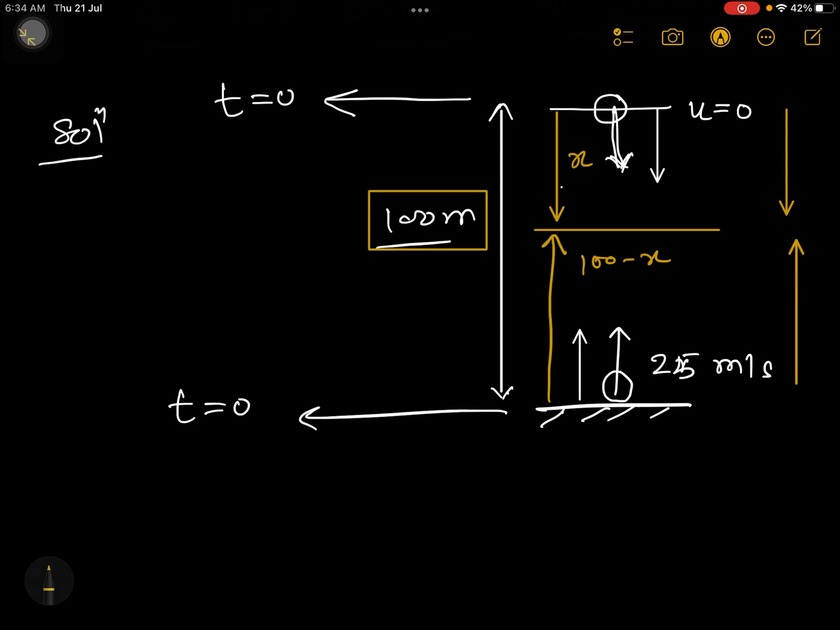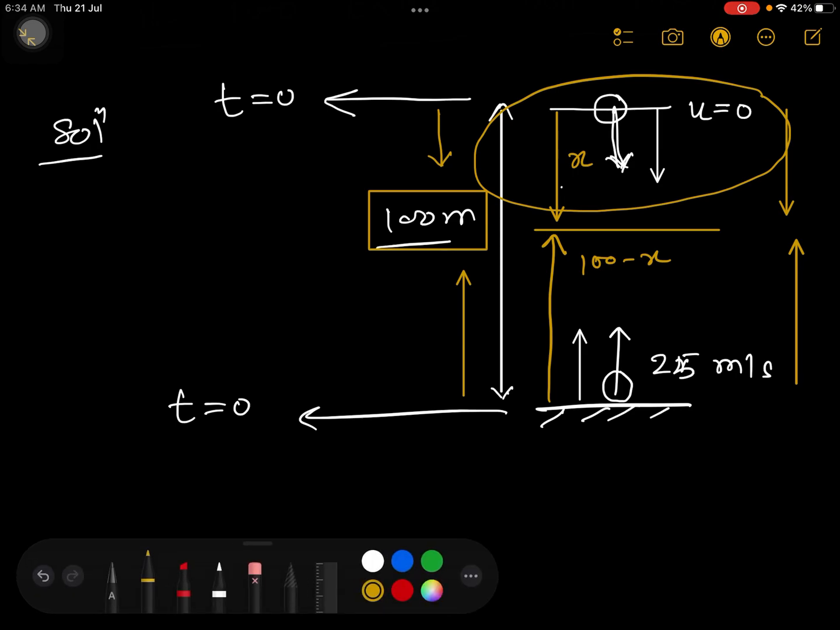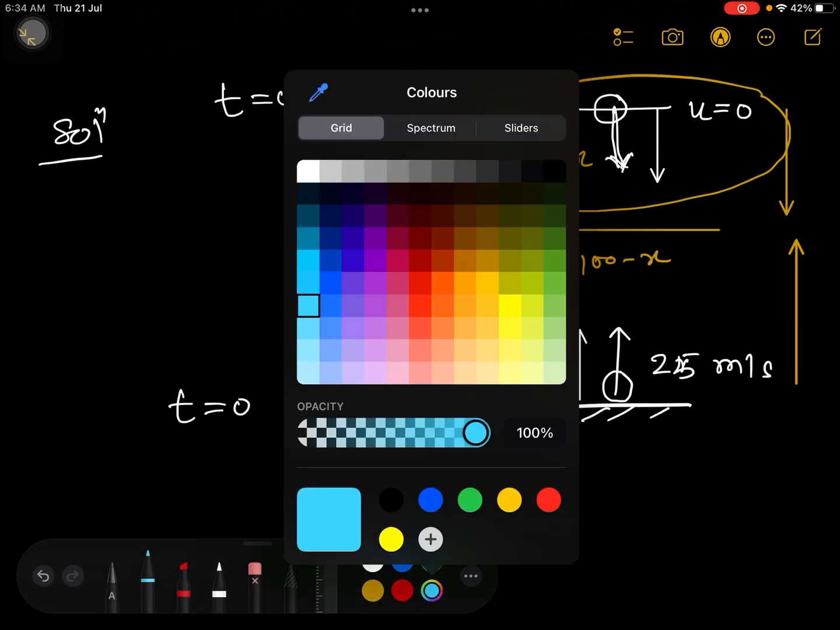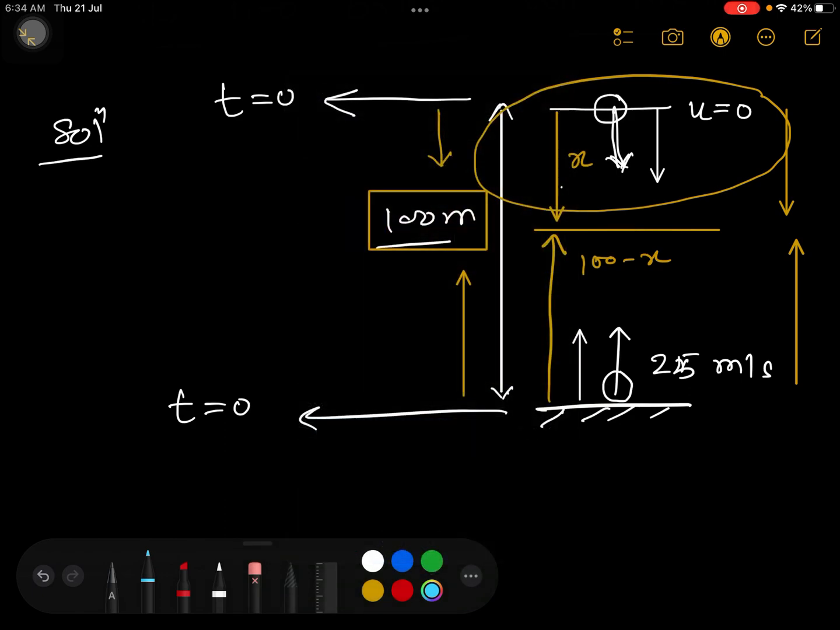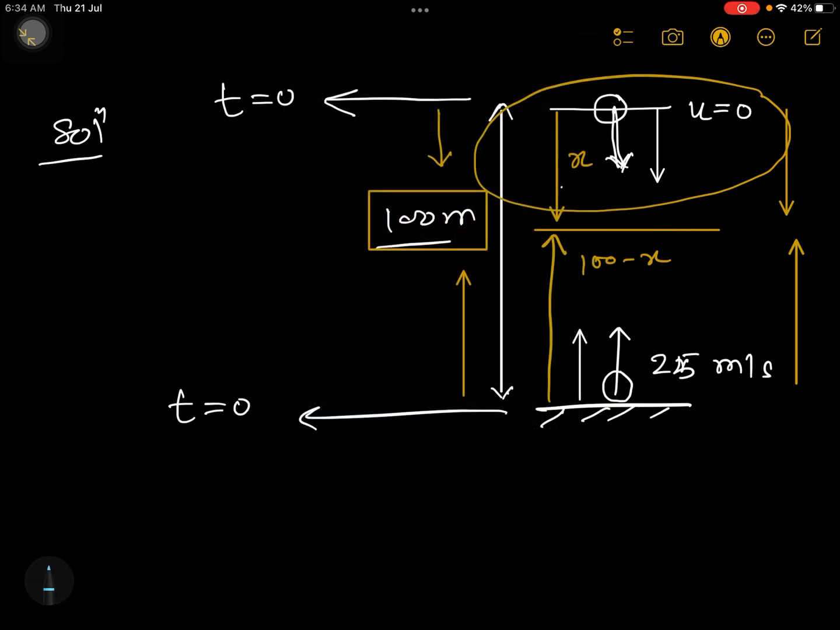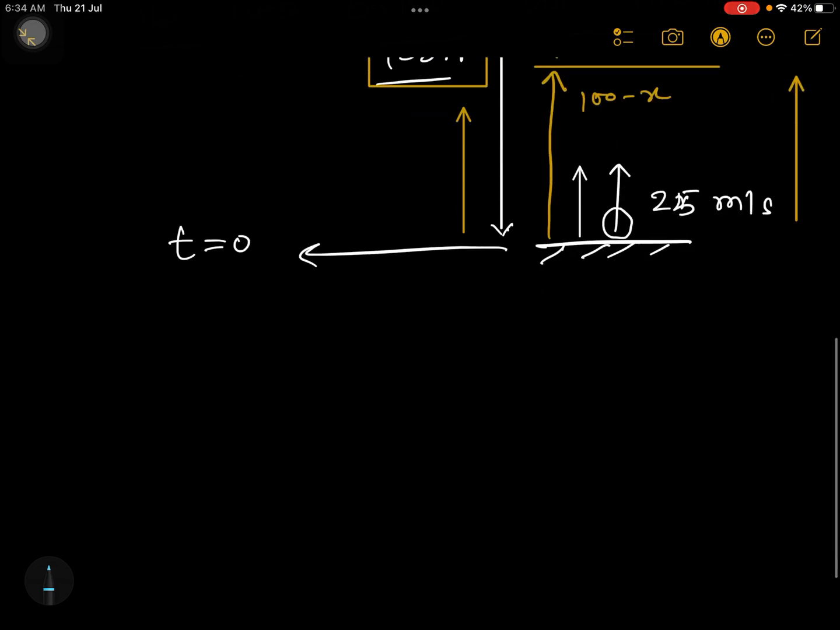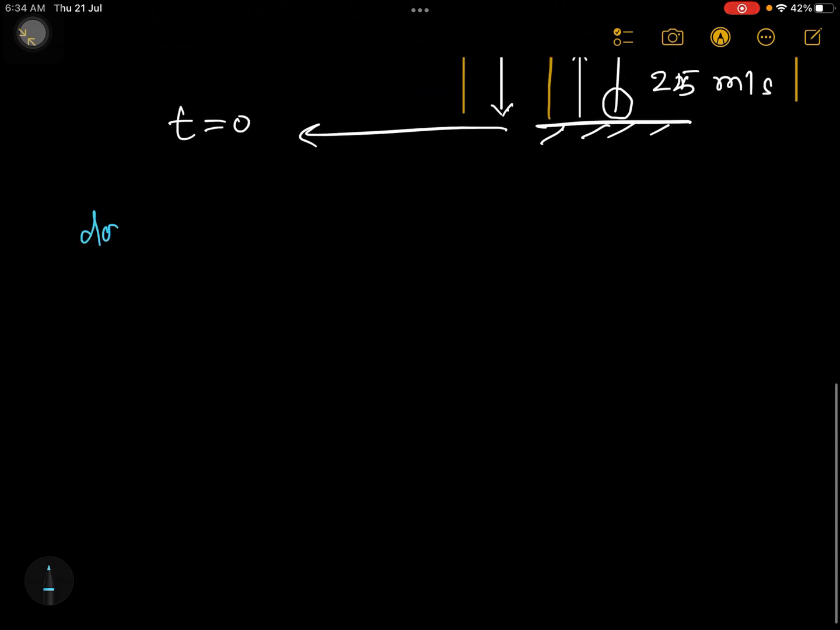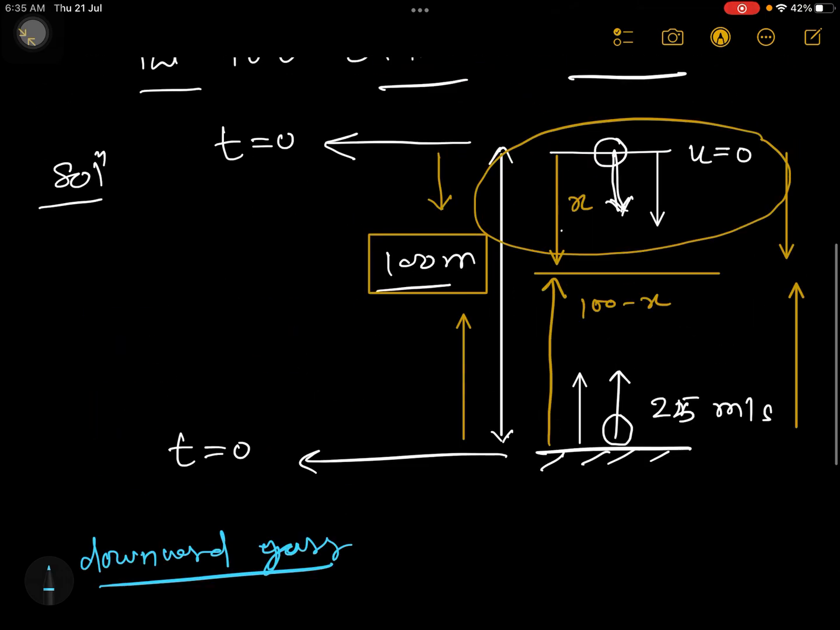Now for this journey in which the ball is falling, I will make a separate equation, and for this journey in which the ball is going upward, I will make a separate equation, and then I will solve both the equations. When I solve both the equations, I easily get two different equations, and that's all, job over, two different variables. So now consider the downward journey. In the downward journey, we are making it for this ball.